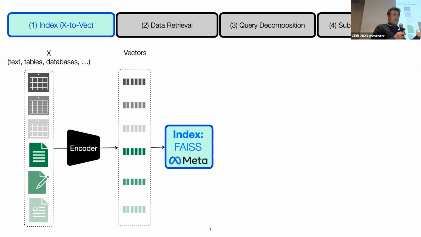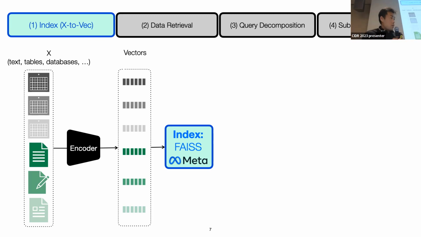Many people talk about embeddings, and here we index text data, tables, and databases. If they are too large, you can partition the tables, and you can chunk text files into a much smaller size. Then you can use an encoder to convert the data into embeddings, and then we use the index from Meta to index these vectors to support semantic search over vectors.